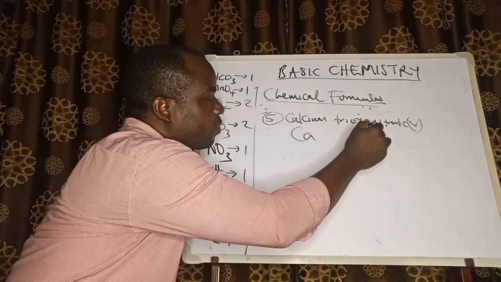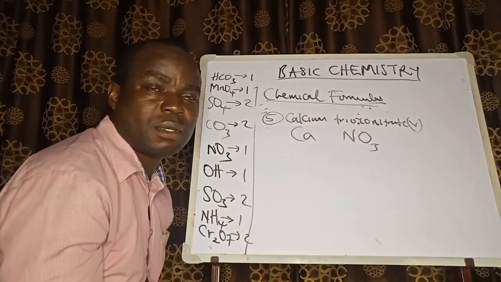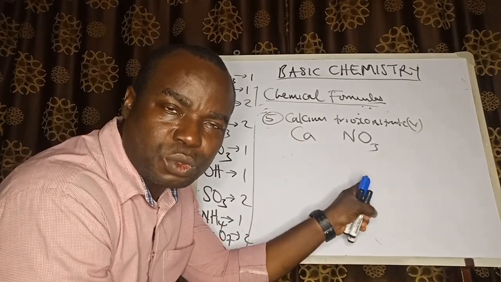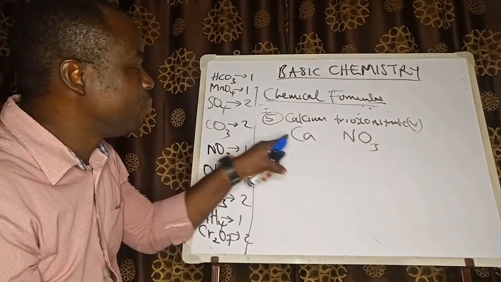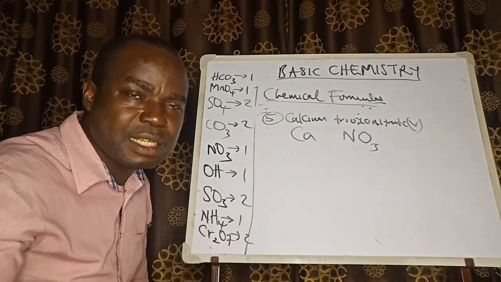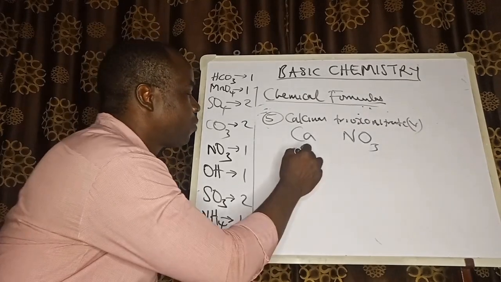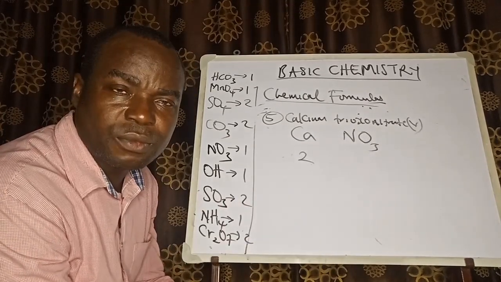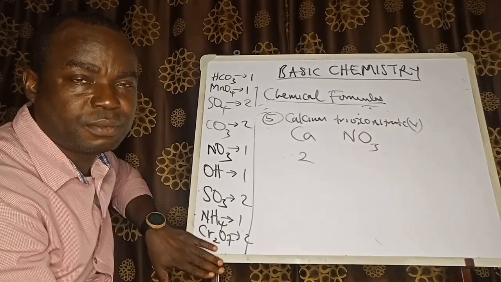Tri, oxo, nitrate. You see that? Tri oxo nitrate. Now, what number is calcium? 20, which is 2, 8, 8, 2. So the valency of calcium is what? 2. Now the question is, what is the valency of this NO3? Now that is when we begin to refer to this place. So please look very carefully.